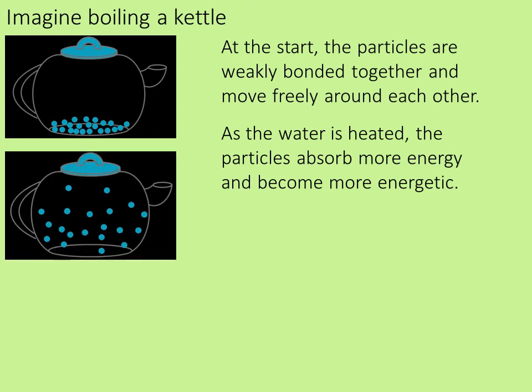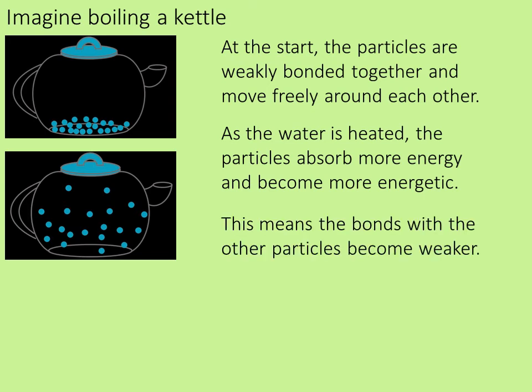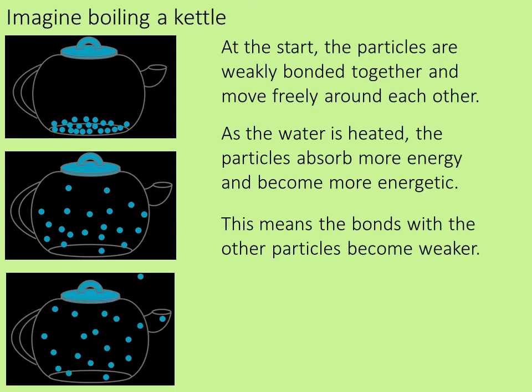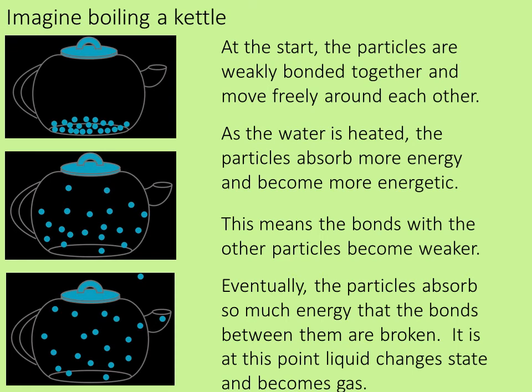Now, as the water is heated, as we can see in this picture, the particles absorb more energy, which means they take in more energy and they become a lot more energetic. This means that the bonds with the other particles are becoming weaker and weaker. And in this final picture, you can see that the particles have absorbed so much energy that the bonds have completely broken. At this point, the liquid has changed state and become a gas. And in that last picture, you can see a particle of water vapor that has escaped from the kettle.